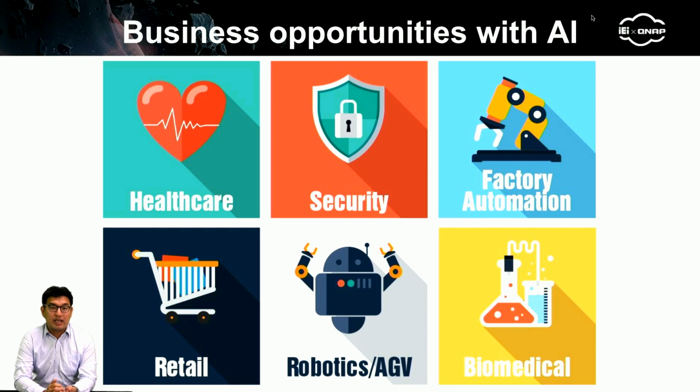And for the AI business opportunity, you can see that we already have some intelligent stores for the smart retail part, and also like Amazon Echo, you have a lot of new robotics and also AGV. And for IEI and QNAP, we also provide a new robot called the AlphaBot. So there is still a lot of business opportunity with AI applications. So it's time for you to create a new AI application for your business.